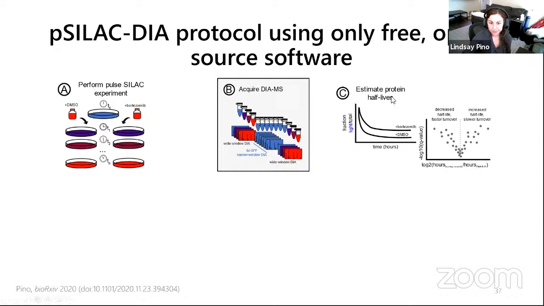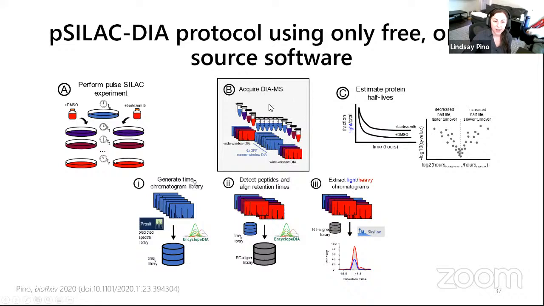After you're done collecting your data, you have to do a bunch of post-processing in order to calculate these half-life values. But the general process is that you do your pulseSILAC experiment, you acquire your data, and then you calculate these protein half-lives.